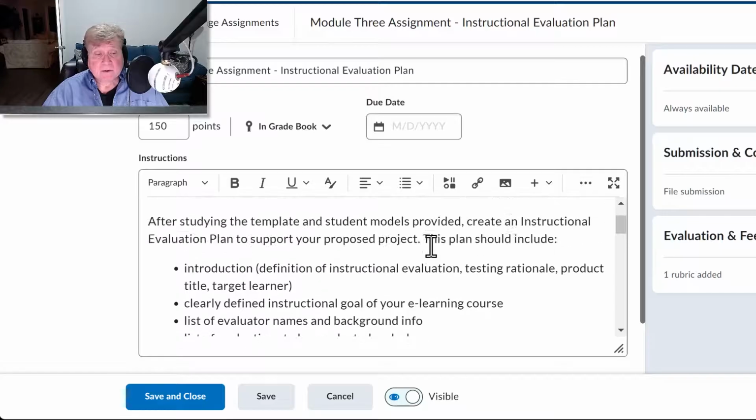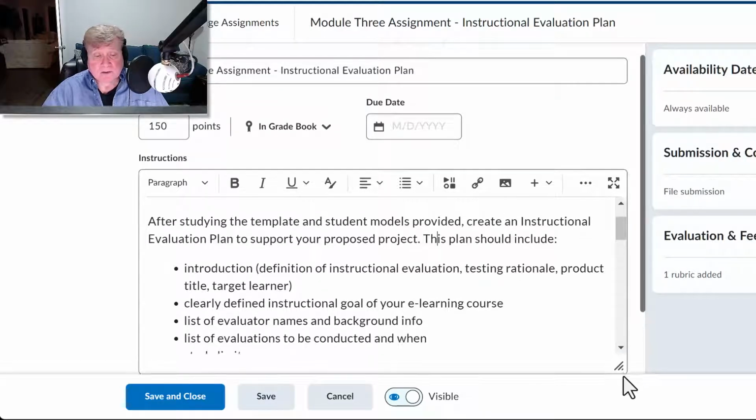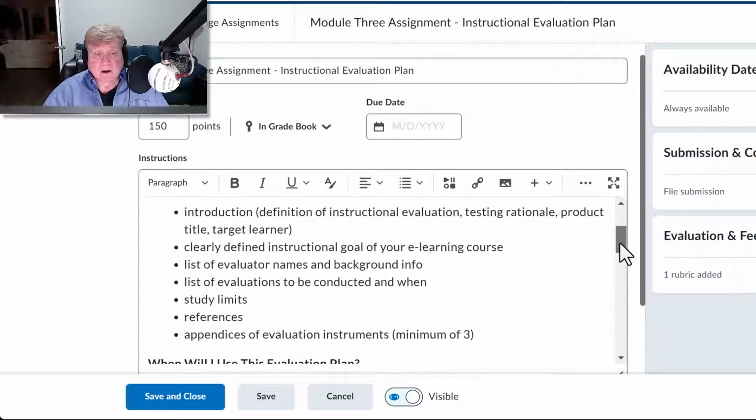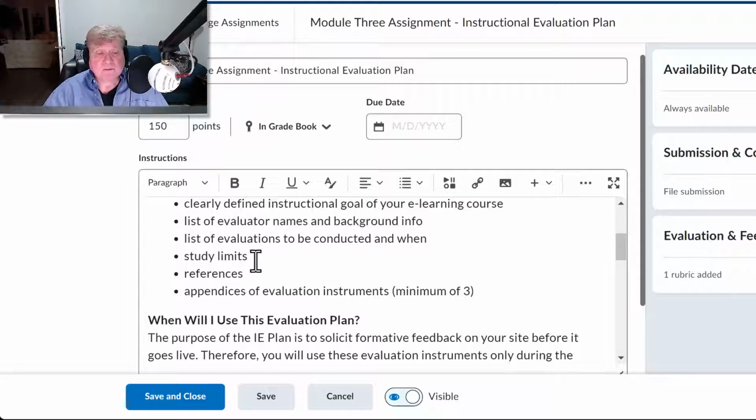This plan should include all of these elements here, and we're going to talk more about these elements in just a moment. We're actually going to go through them in a sample, and they are an introduction, your instructional goals, a list of your evaluators, and then a presentation, a list of the evaluations that you'll be conducting. You don't provide the evaluations at this point. You simply describe the ones you're going to use and how they are going to help you in your instructional evaluation. Then there are two other items here on study limits. In other words, time, place, manner, and cost.